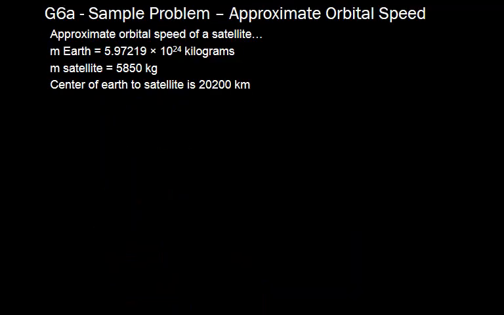So let's go ahead and approximate the orbital speed of the satellite, and we have these values here of the satellite and the mass of the Earth. Go ahead and hit pause and calculate this out, and then when you're ready to check, you can hit play to continue.